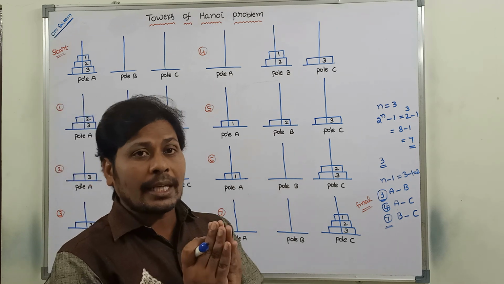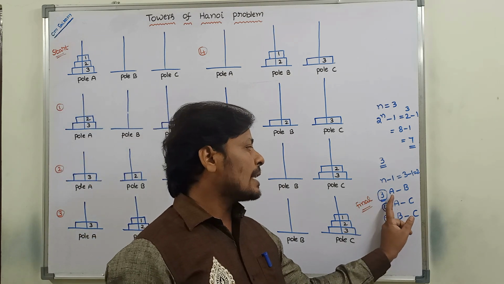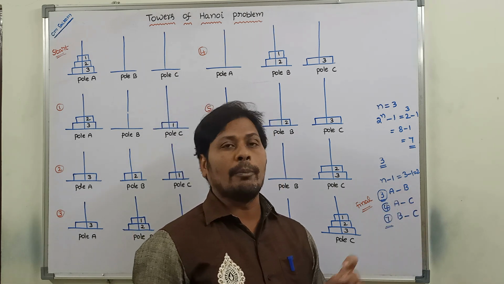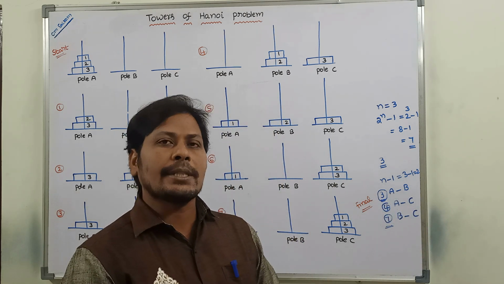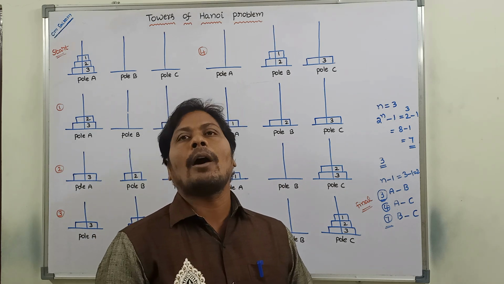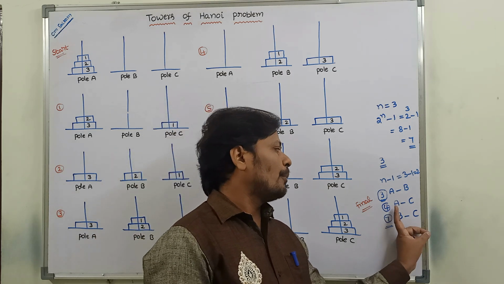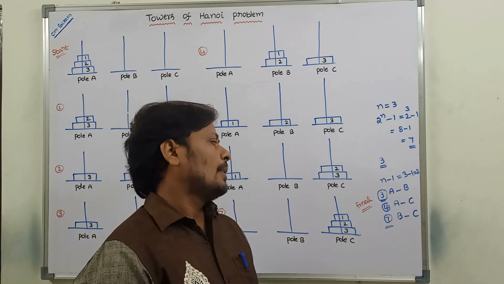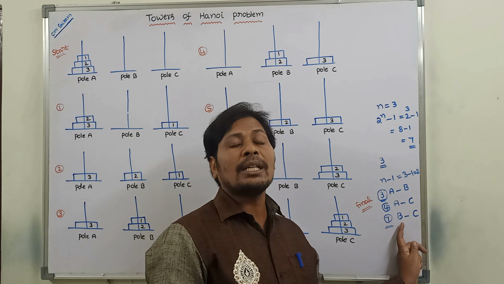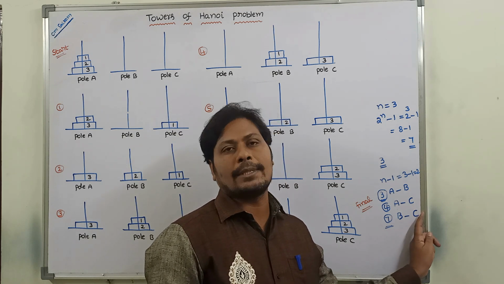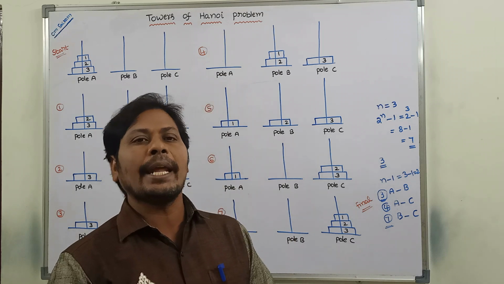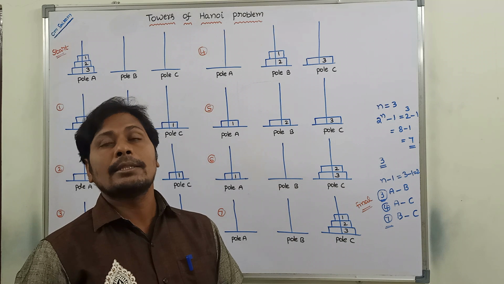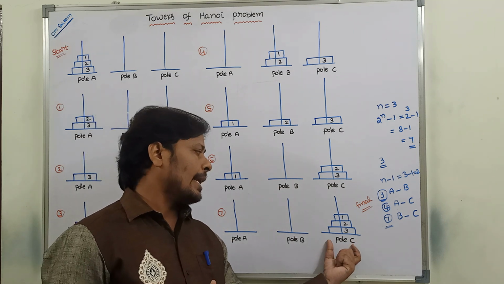In the first 3 steps, we have to transfer the n-1 discs from pole A to pole B. In the 4th step, the remaining disc on pole A is moved from pole A to pole C. In the last 3 steps, we transfer the n-1 discs from pole B to pole C. After completing 7 steps, our objective is fulfilled, and 3 discs are on pole C.